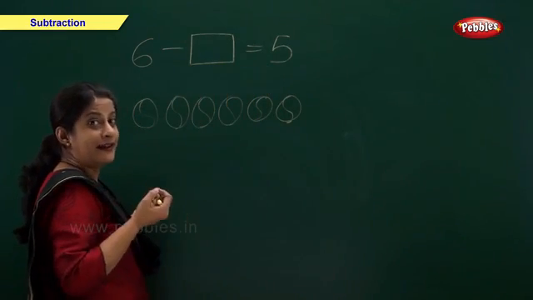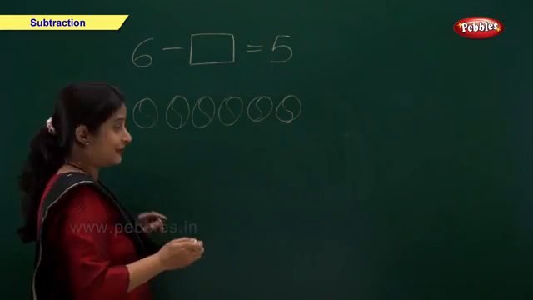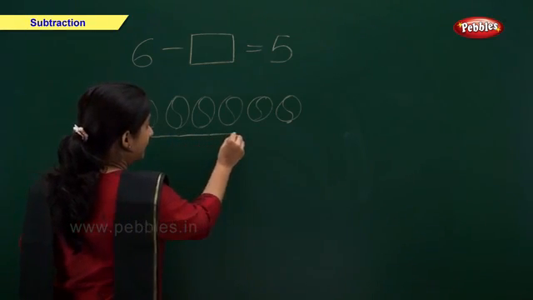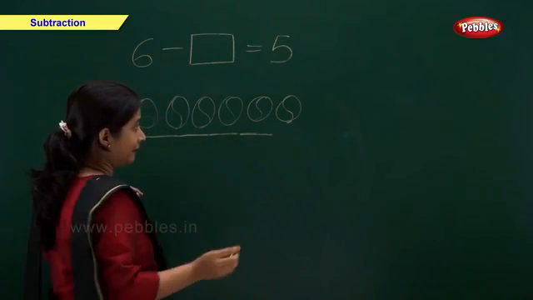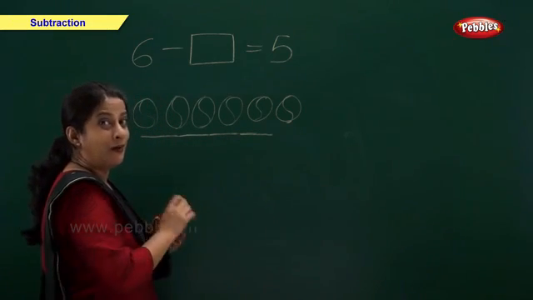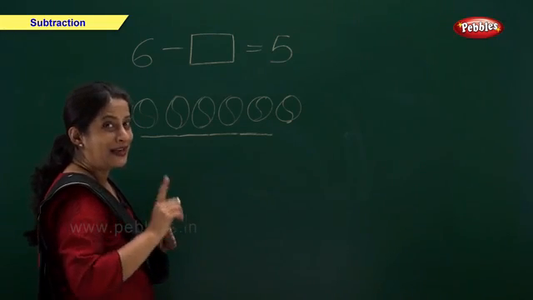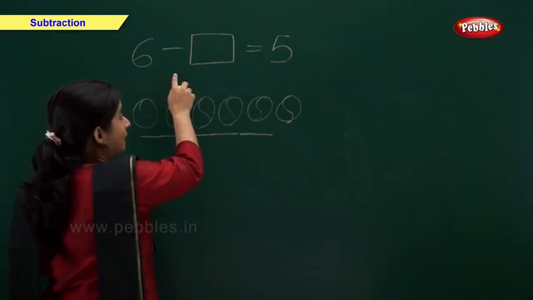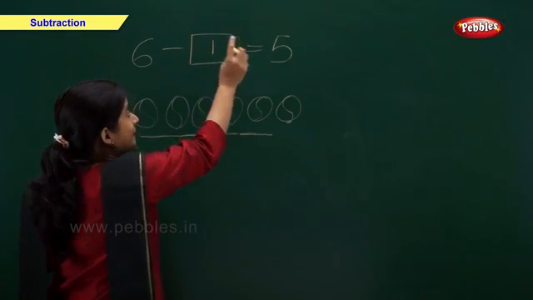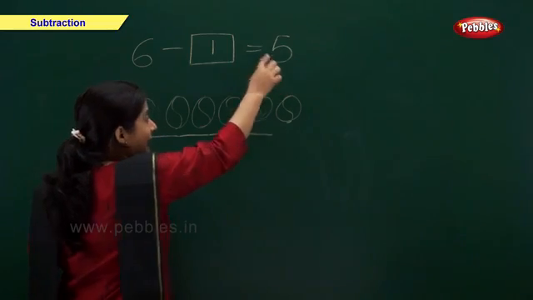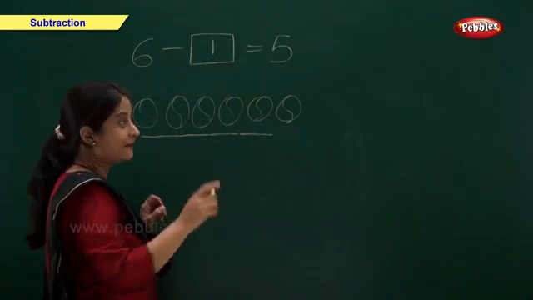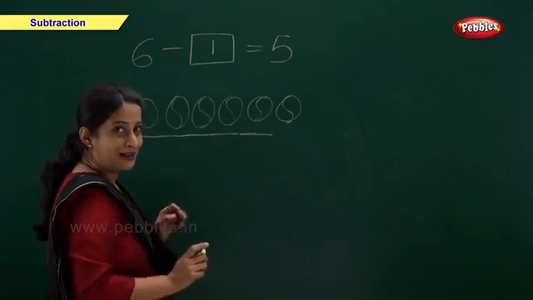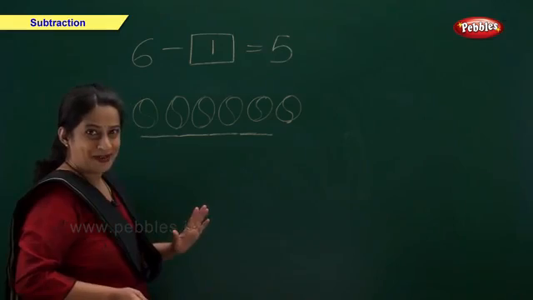So first let's underline 5 balls. 1, 2, 3, 4, 5. Friends, how many balls remaining? Only 1. So friends, 6 minus 1 is equal to 5. That is, 6 balls minus 1 ball is equal to 5 balls.